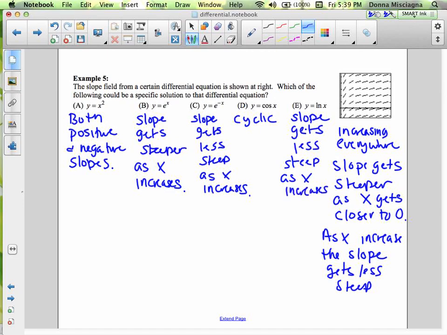So which one is it? Well, for y equals e to the negative x, that's decay. Slope is negative. I have decay. So I am right, it's getting less steep, but it's getting less steep in the negative direction. Here, my slope is positive. This is an increasing everywhere function. So that means the correct answer is E.